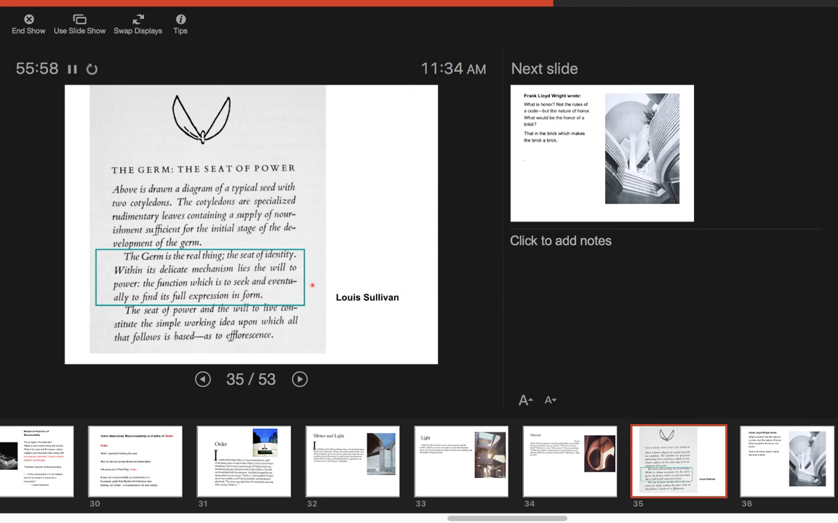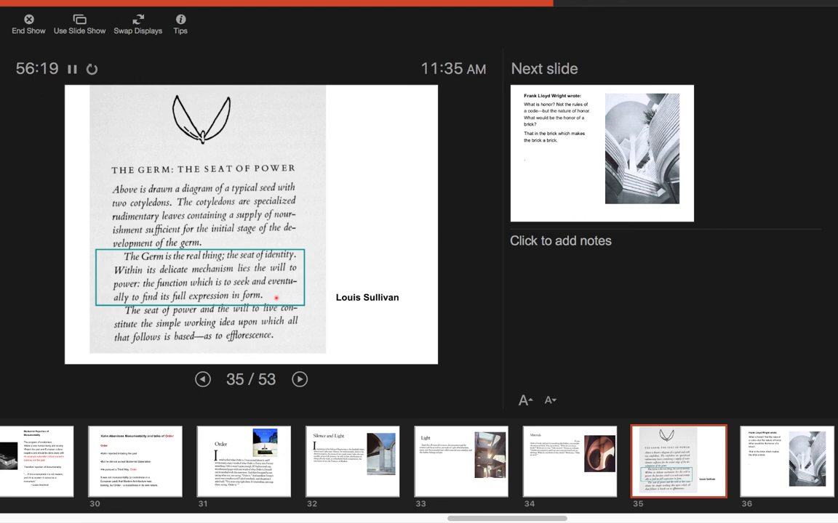The function is the will to be an oak tree. The form is the oak tree, the ultimate expression. So Sullivan is saying the same thing that Kahn is saying.